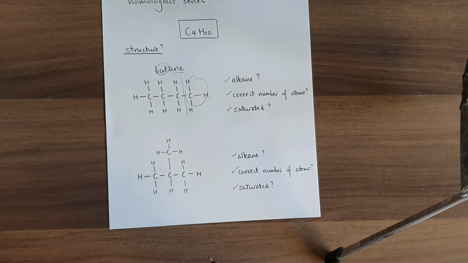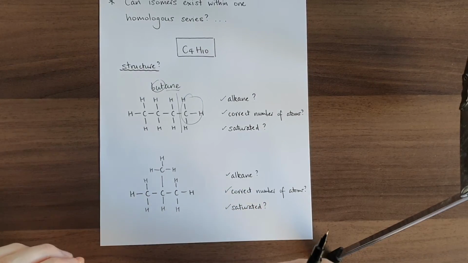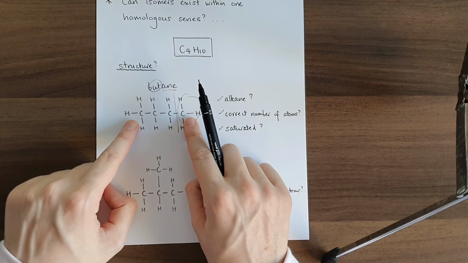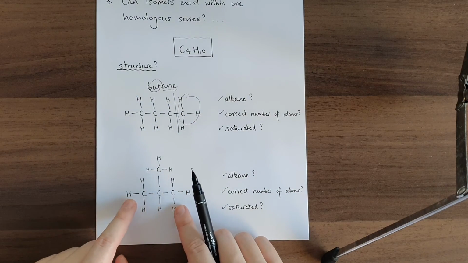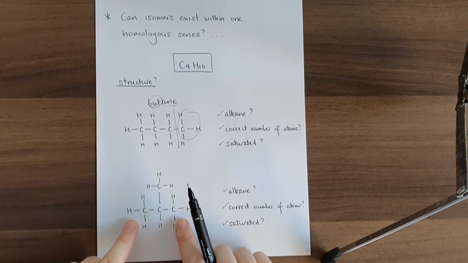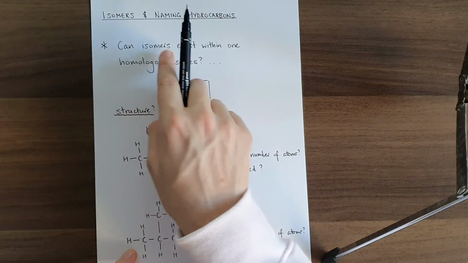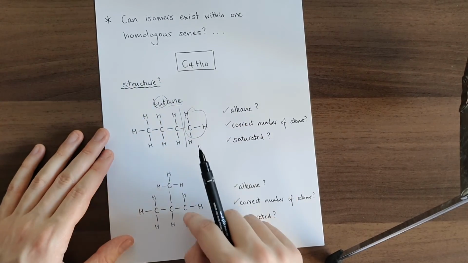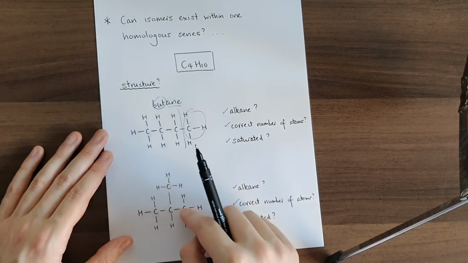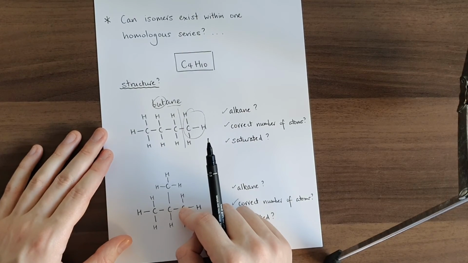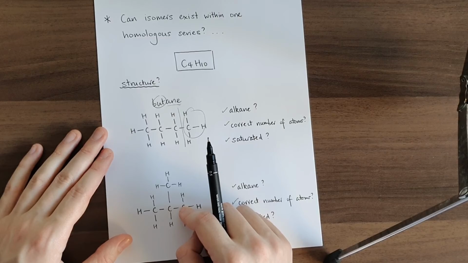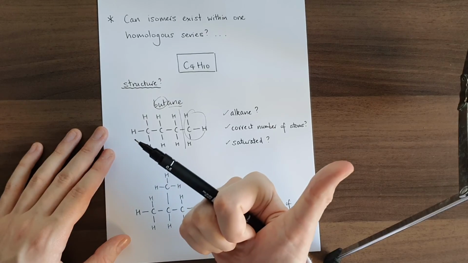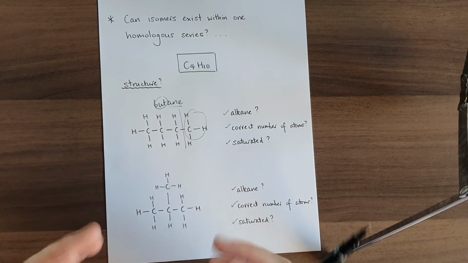Or are we going to have to come up with a naming system that is a little bit more detailed to be able to tell the difference between a C4H10 that looks like this and a C4H10 that looks like this? Because what we have just discovered is that the answer to the question is in fact yes, you can have isomers that exist within one homologous series. Because here we have a simple alkane, and the only difference between these two full structural formulae is the structure. They are both C4H10, so they have the same molecular formula, but they have a different structure. And that is our definition of an isomer.